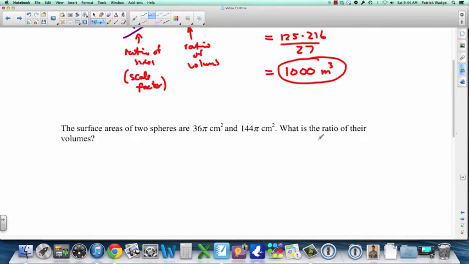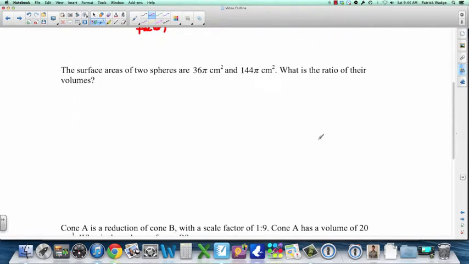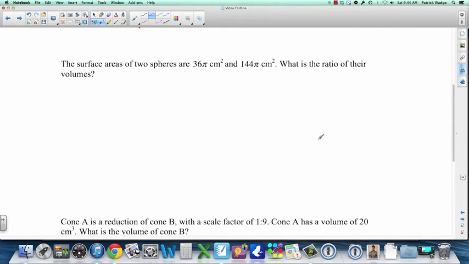Great. Okay, the surface areas of two spheres are 36 pi centimeters squared and 144 pi centimeters squared. You know what we mean by the pi sign here, right? This just means, and this happens a lot in grade 11 and 12, rather than actually multiplying this by pi to get the final amount, they just left the pi sign in there. It's a little more accurate, it's a little nicer to work with, especially when you're doing trigonometry.